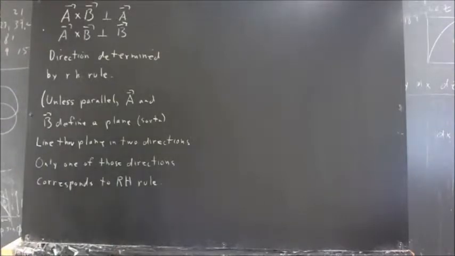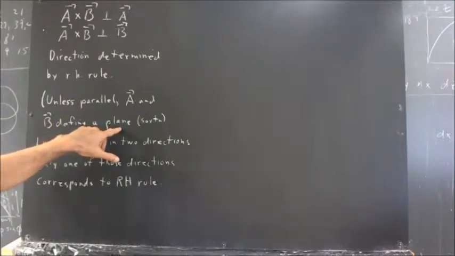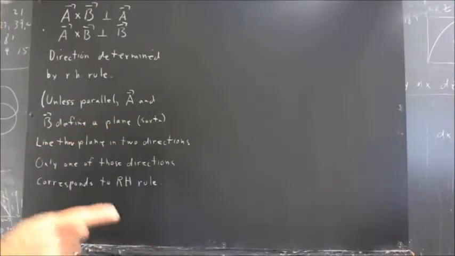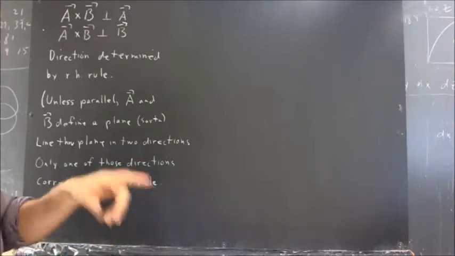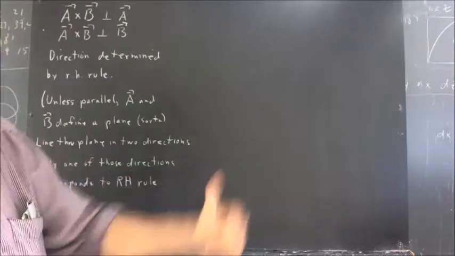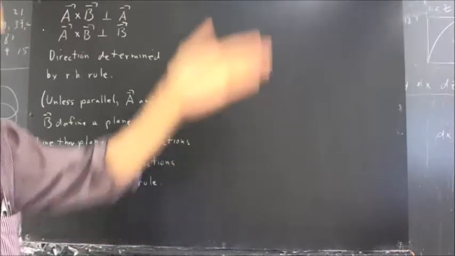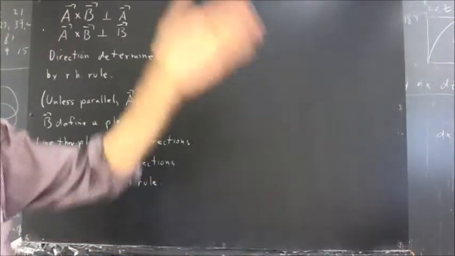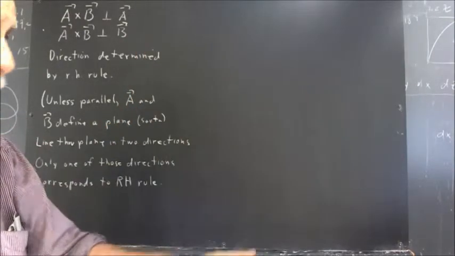The right-hand rule, well, let's consider that if you have two vectors, unless they're parallel, they define a plane. Okay, so you have the vector A, the vector B. Imagine that we just have the J vector and the K vector. Okay, they define a plane. That would be the YZ plane.